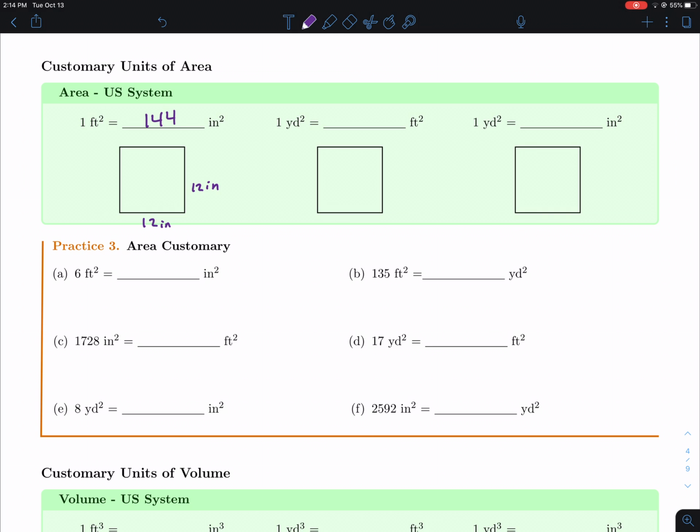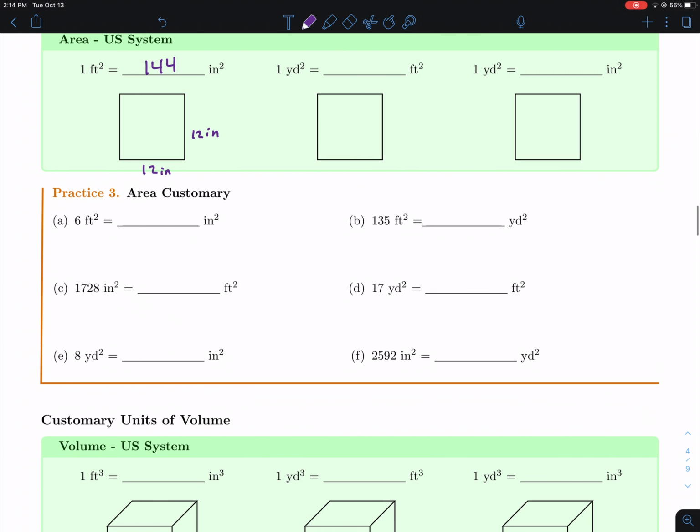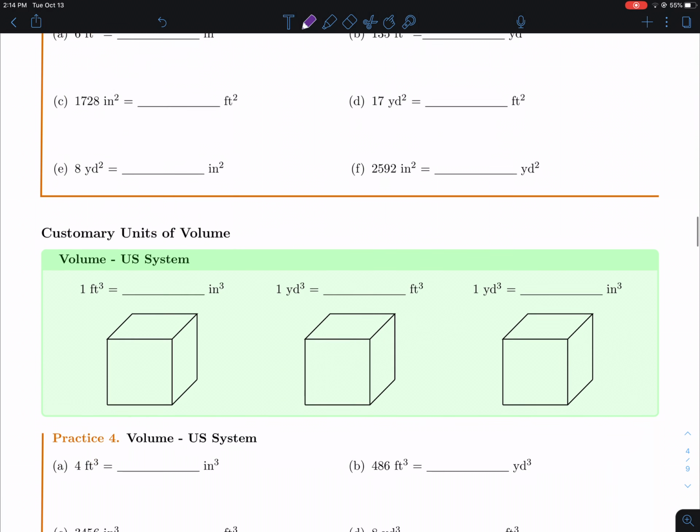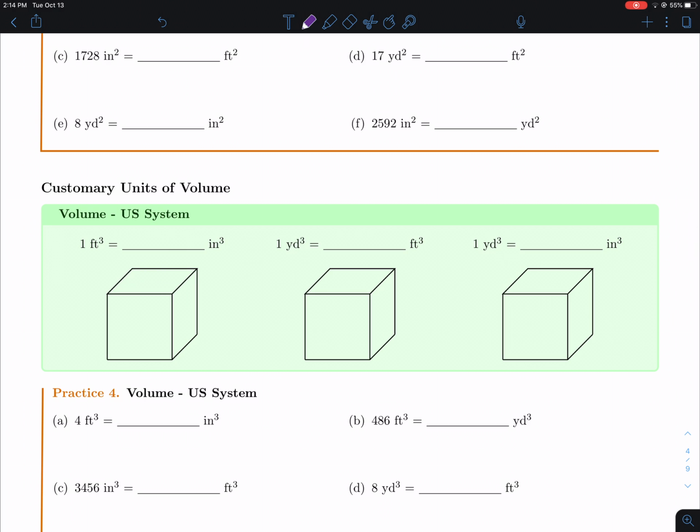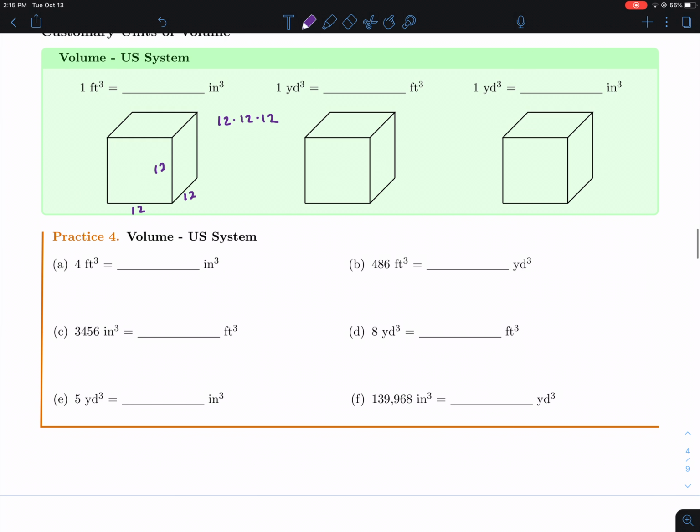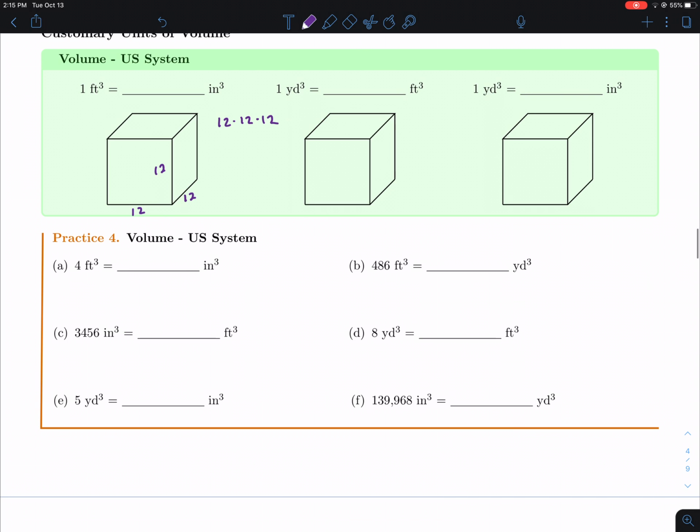So again, fill these guys out, go through the area ones, and then finally we've got some volume ones. So again, if 1 foot cubed would be how many inches? In this case, I'd have 12 this way, 12 that way, 12 this way. So I'd have to multiply 12 times 12 times 12 to figure out what 1 foot cubed is compared to inches cubed. And then again, there's a bunch of conversions for volume for you guys to practice with.